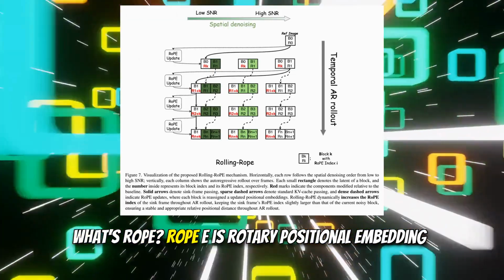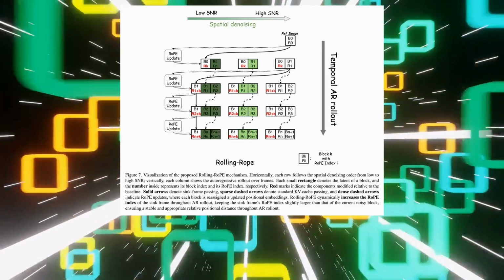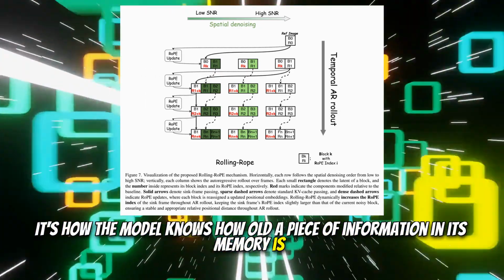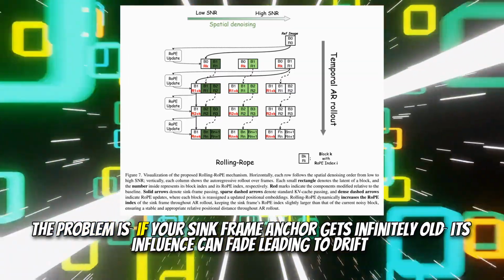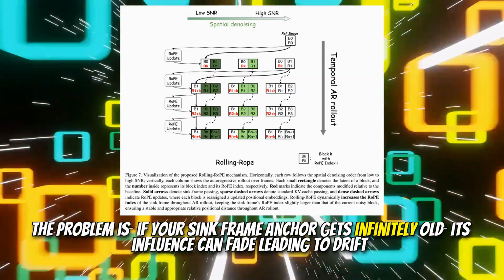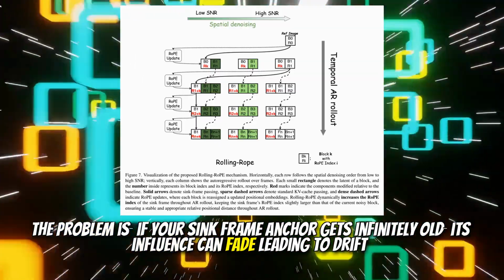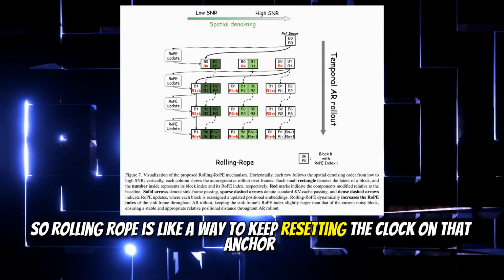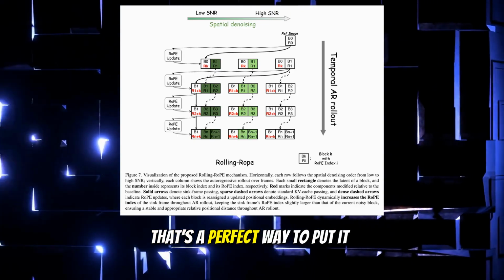What's RoPE? RoPE is rotary positional embedding. It's how the model knows how old a piece of information in its memory is. The problem is, if your sync frame anchor gets infinitely old, its influence can fade, leading to drift. So rolling RoPE is like a way to keep resetting the clock on that anchor. That's a perfect way to put it.